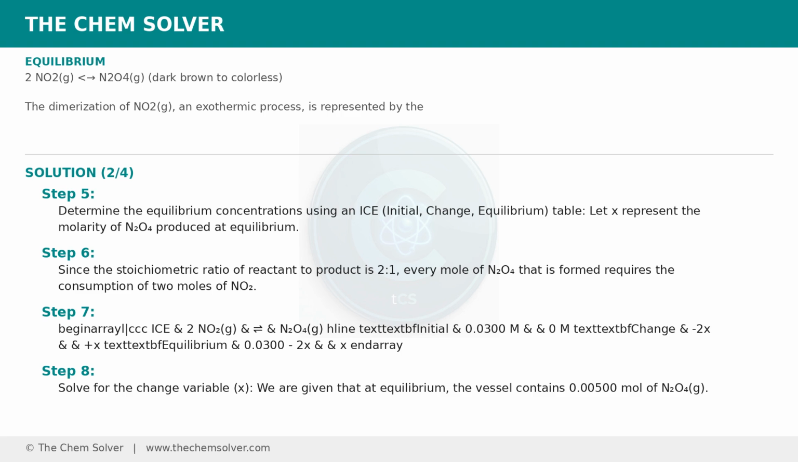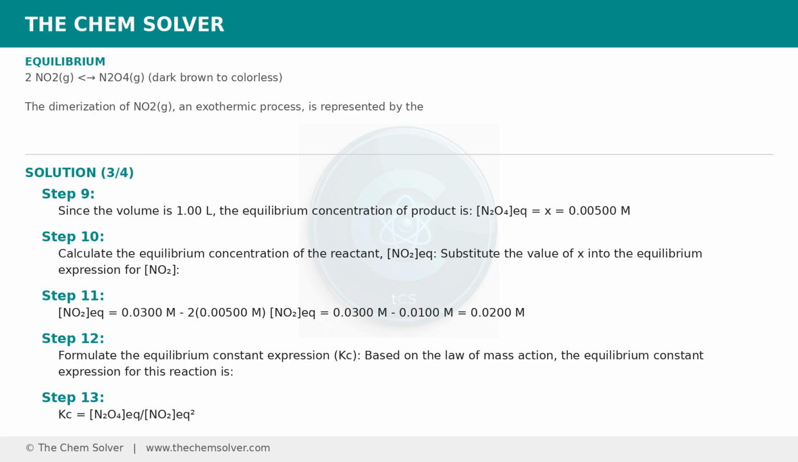We are given that at equilibrium the vessel contains 0.00500 moles of N2O4. Since the volume is 1.00 liters, the equilibrium concentration of the product N2O4 is X equals 0.00500 molar.